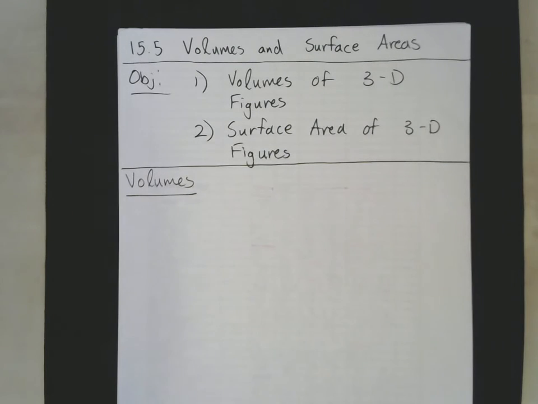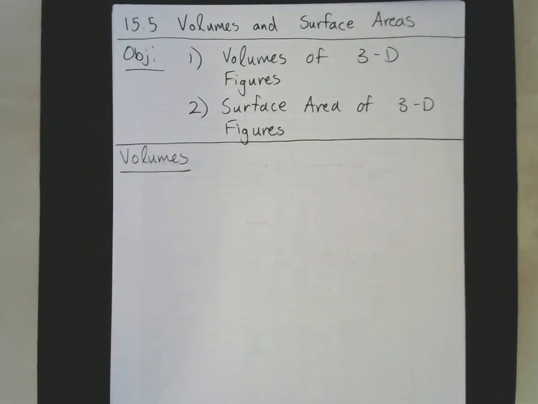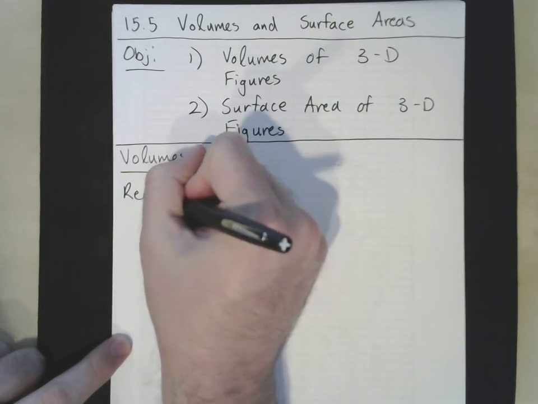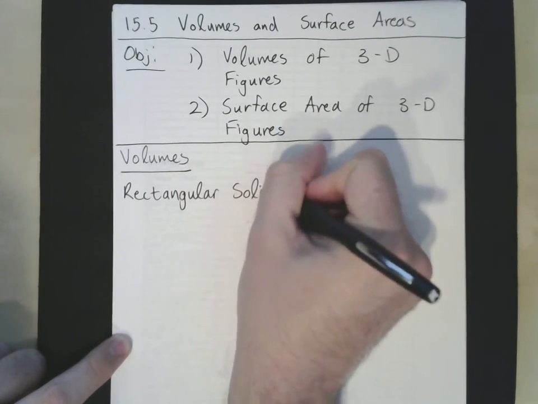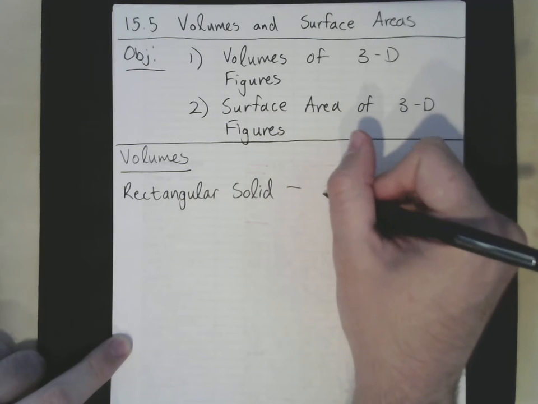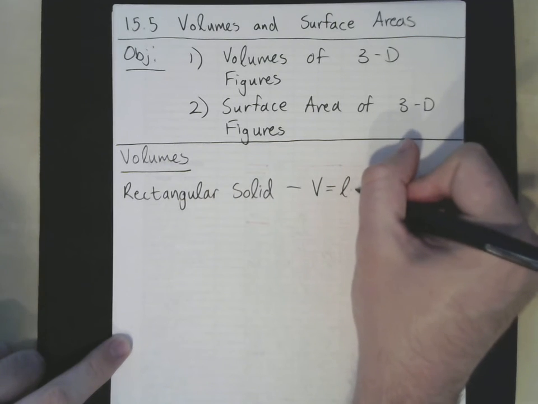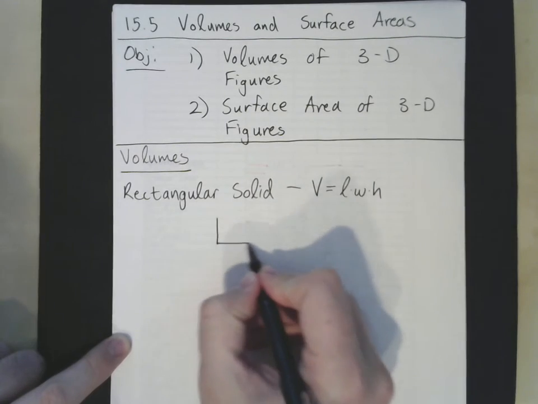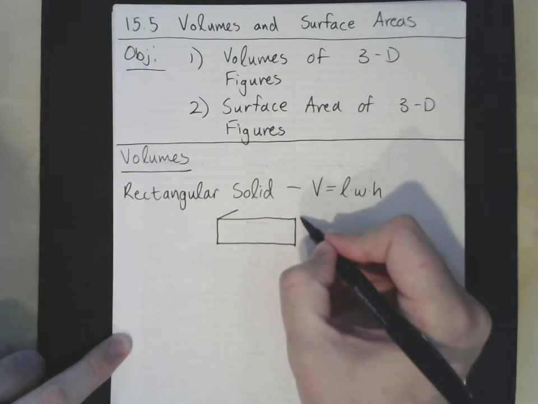So we have volumes of 6 different figures that are classical figures. So we're going to start with the rectangular solid. So the rectangular solid, this volume is V equals length times width times height. And we build those from a rectangular solid that looks something like this.